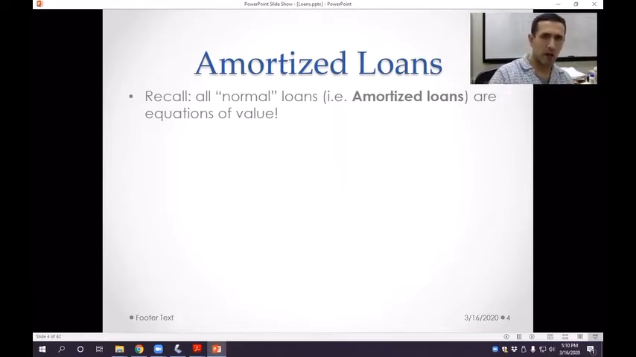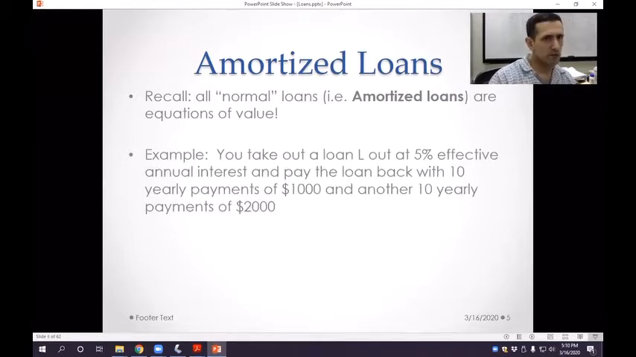As I mentioned, all regular loans, and unless I state otherwise, all loans in this course are going to be an equation of value. You get money, you have to pay that money back, and you have to pay that money back time valued.